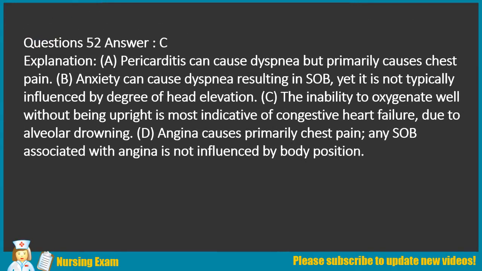Question 52 answer, C. Explanation. A. Pericarditis can cause dyspnea but primarily causes chest pain. B. Anxiety can cause dyspnea resulting in SOB, yet it is not typically influenced by a degree of head elevation. C. The inability to oxygenate well without being upright is most indicative of congestive heart failure, due to alveolar drowning. D. Angina causes primarily chest pain. Any SOB associated with angina is not influenced by body position.